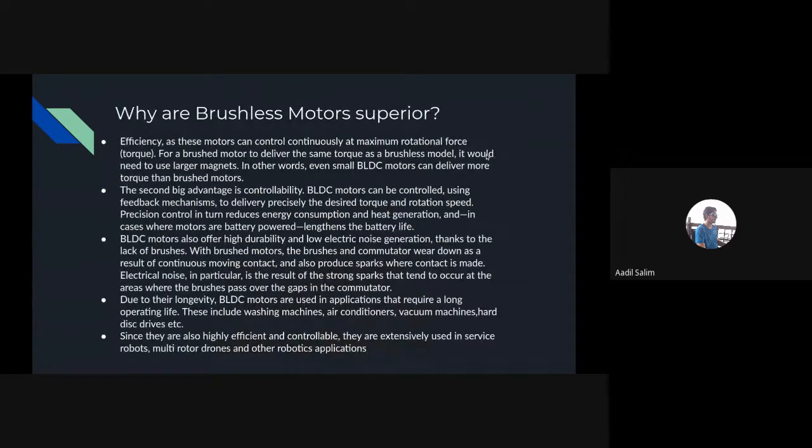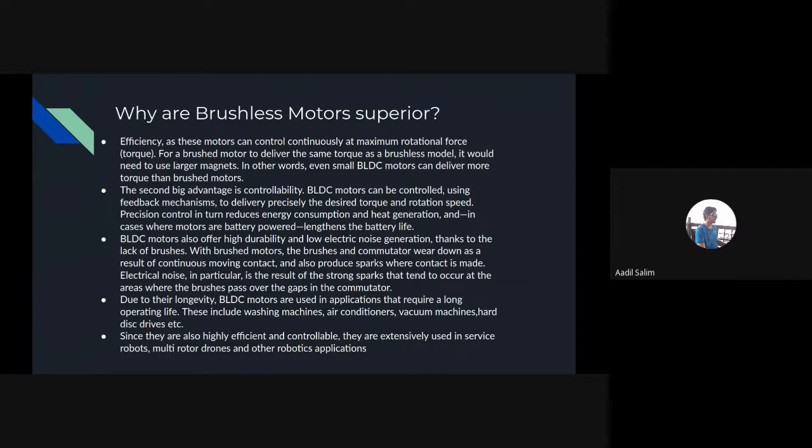Moving on. Why are brushless motors superior compared to stepper motors, brushed motors, and many other kinds of motors? Brushless motors are becoming more and more popular nowadays. Why? Number one, efficiency. They can continuously operate by providing maximum rotational force or torque. This is not the case for a brushed motor.